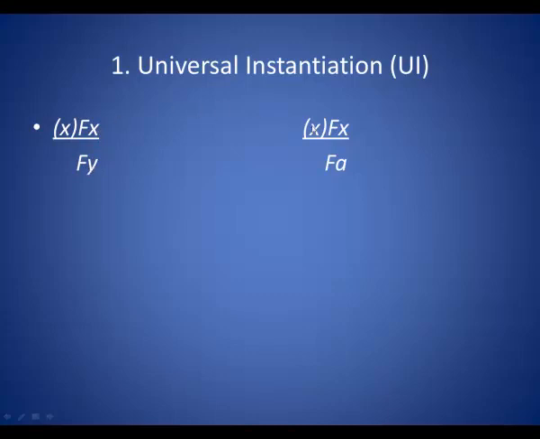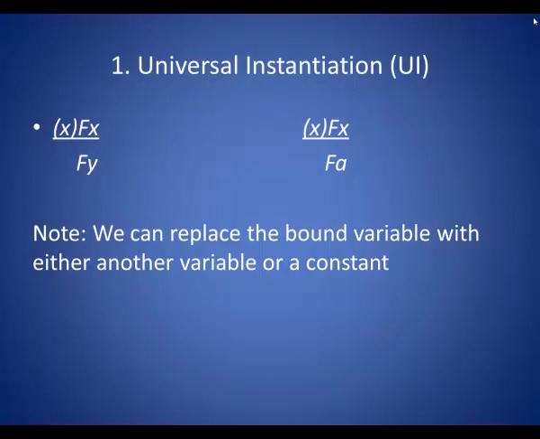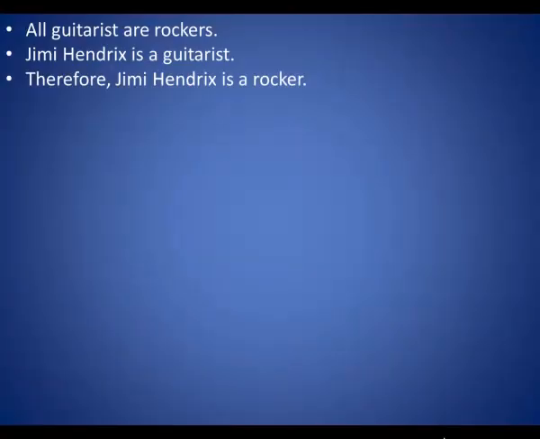In addition, I can remove the quantifier and change my variable to a constant. So remember, my variables are lowercase letters x, y, and z, and my constants are lowercase letters a through w. So note, we can replace the bound variable with either another variable or a constant. Another thing to keep in mind is that we can only use universal instantiation on statement functions that are bound by universal quantifiers.